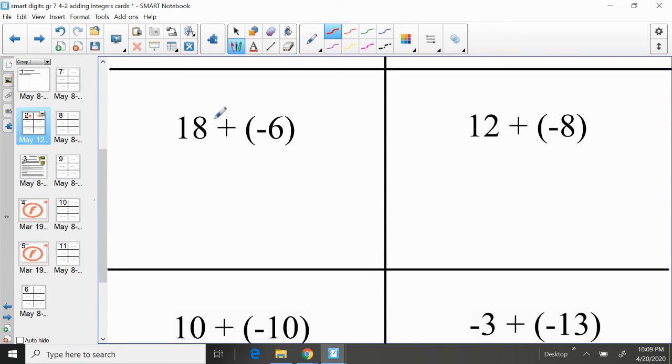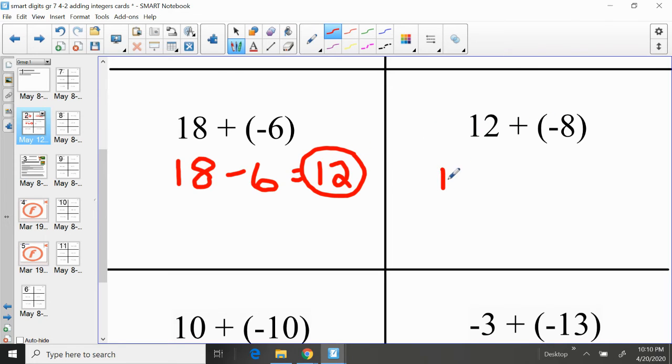Now I go to here, 18 plus -6. That's the same as 18 minus 6. Well, that's simple enough. I probably don't even need paper for that. I can just do that in my head. 18 minus 6 is just regular old 12. And then over here, similar problem. 12 plus -8 is the same thing as 12 minus 8. What's 12 minus 8? Oh, that is 4. All right, very good.